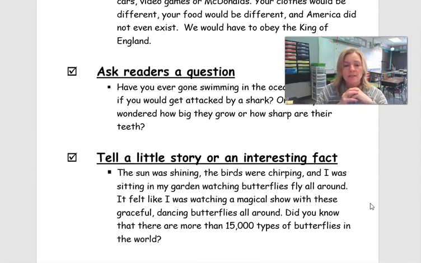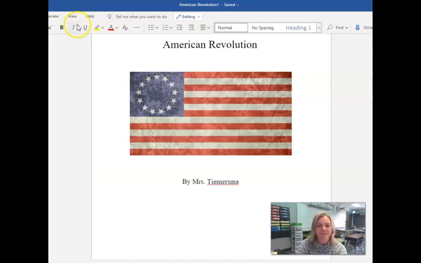So this topic is about butterflies. The sun was shining, the birds were chirping, and I was sitting in my garden watching butterflies fly all around. It felt like I was watching a magical show with these graceful dancing butterflies. Did you know that there are more than 15,000 types of butterflies in the world? So hopefully that introduction will hook my reader and want them to learn more about butterflies. It gets their brain ready to think about the topic.